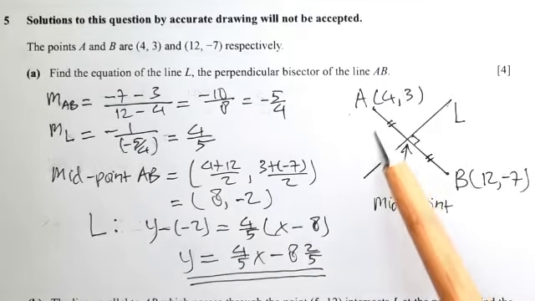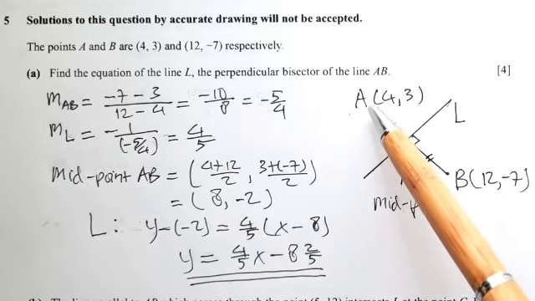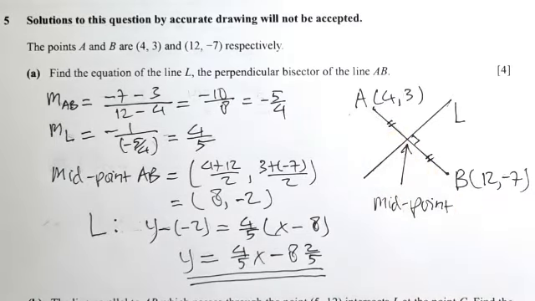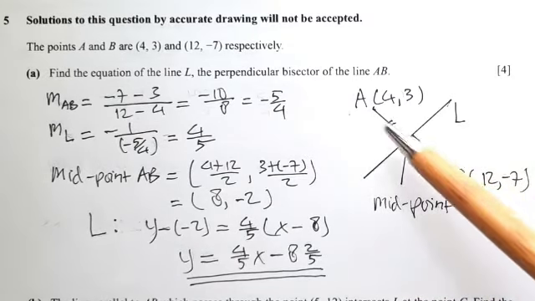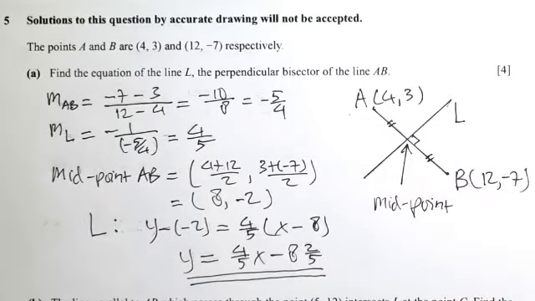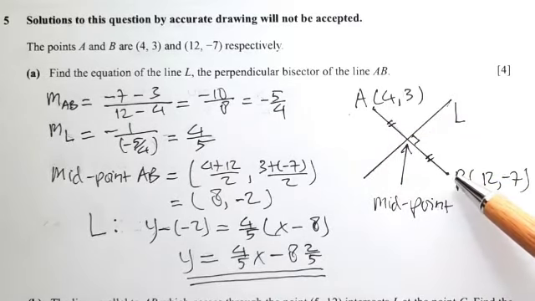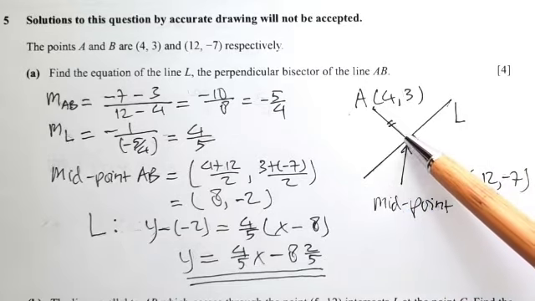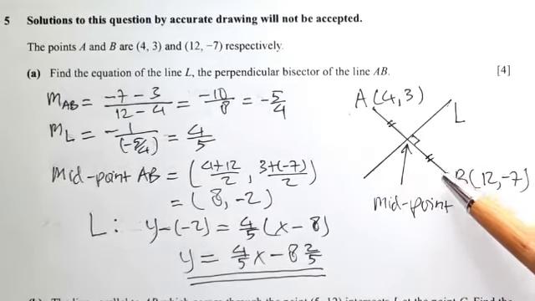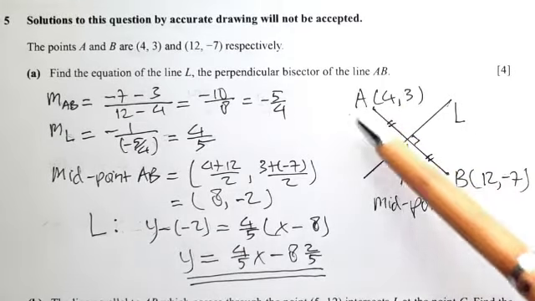Thus we have 2 points, point A and point B. Thus this is the straight line connecting point A and B. And this is the line L, that is the perpendicular bisector of line AB. Thus perpendicular bisector means this line L is perpendicular to line AB, and the line L passes through the midpoint of point A and point B. Thus first we calculate the gradient of line AB.